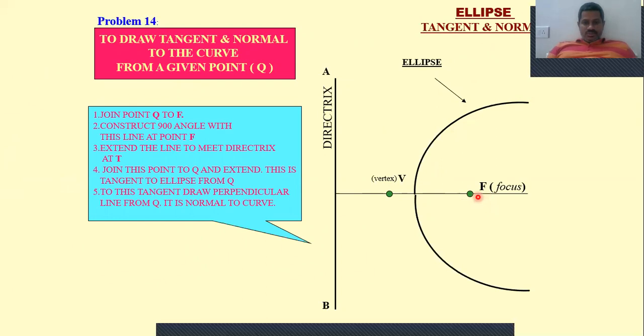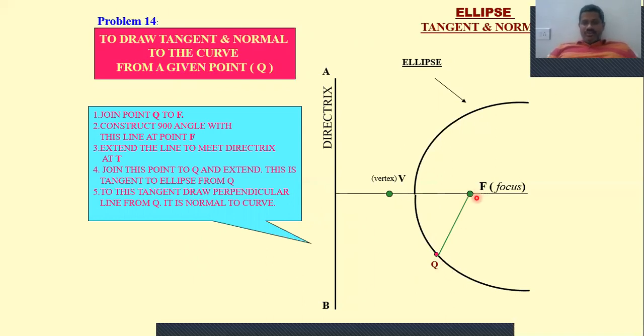So you have vertex point and focus point, and you have the curve here, on which I am going to assume one point. So this point I am assuming. My intention is to draw a tangent and normal to this curve at this point, and the tangent and normal must pass from this point. This is the objective of this problem. Now locate this point. I'm naming this point as Q. Then join Q and F.